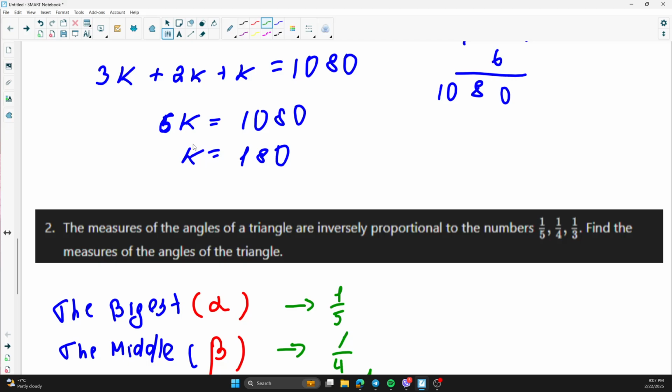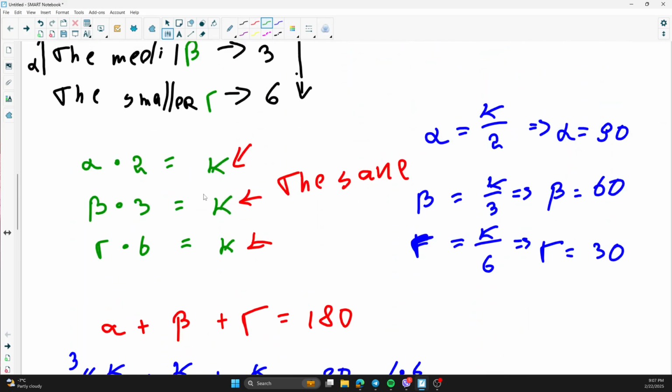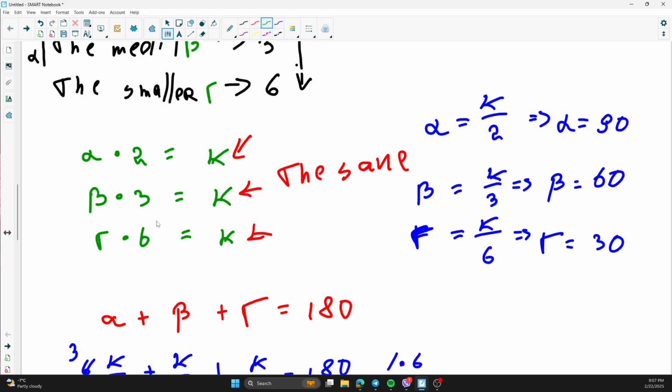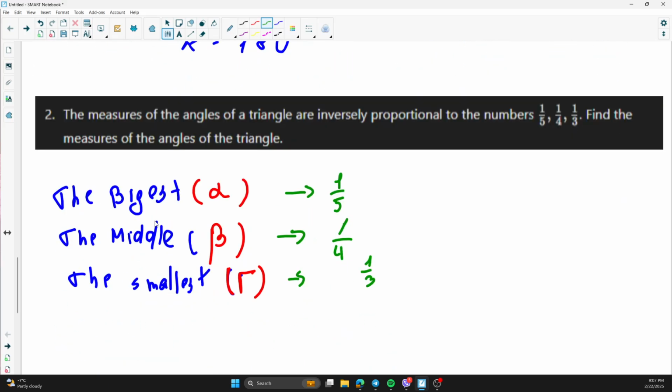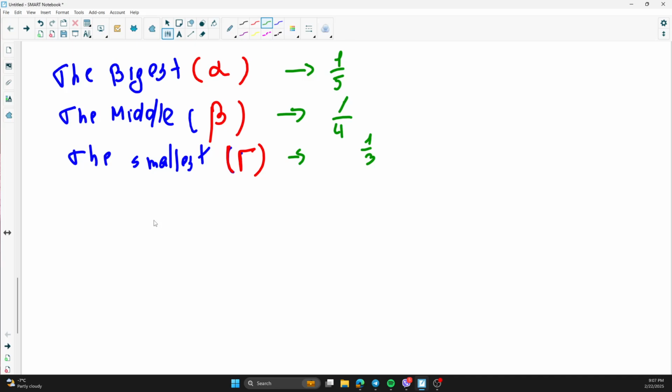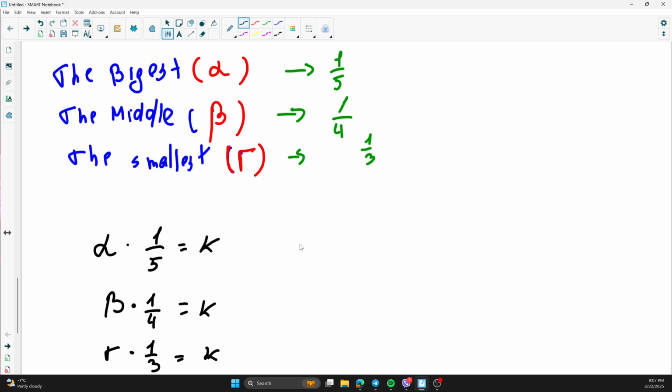Let's set up the equation now. You see how we did here? We need to do the same thing. So alpha times 1/5 equals k. It will be equal with a number, kappa, okay? And then beta times 1/4 equals k. And then gamma times 1/3 equals k.